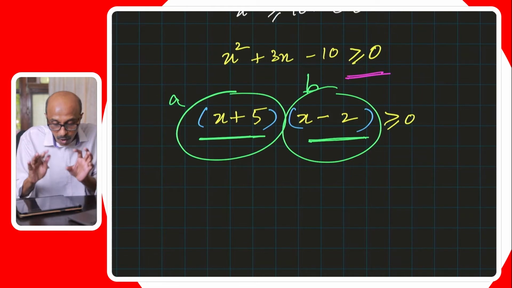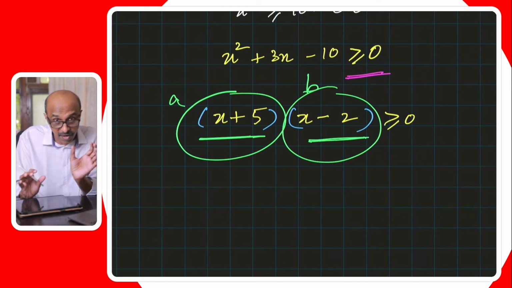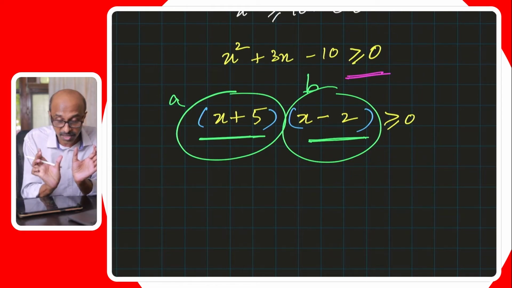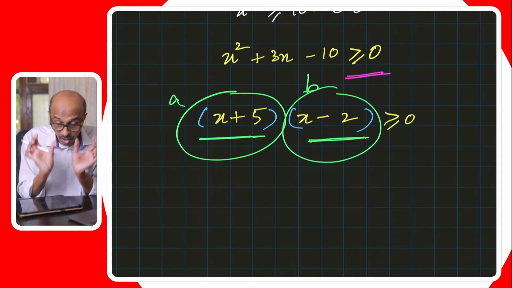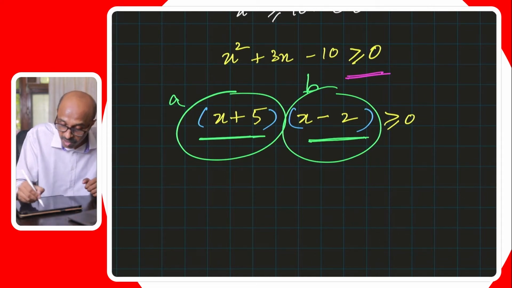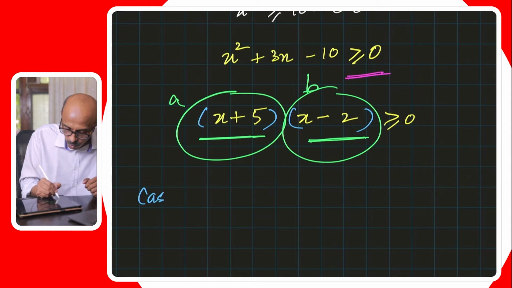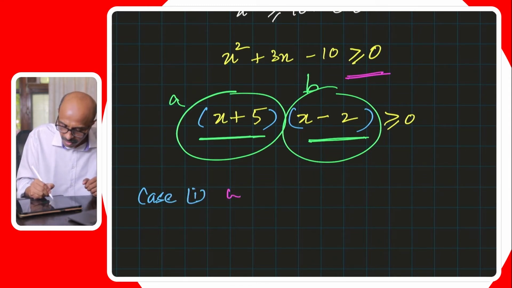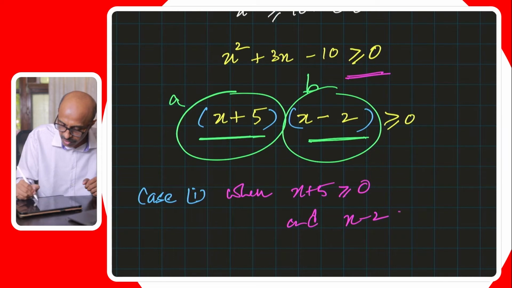Okay, so it's like the product of two terms. x plus 5 is one term, times x minus 2, which is another term. The product of these two terms is positive, which means you've got two cases. Case 1 would be when x plus 5 is positive and x minus 2 is also positive.